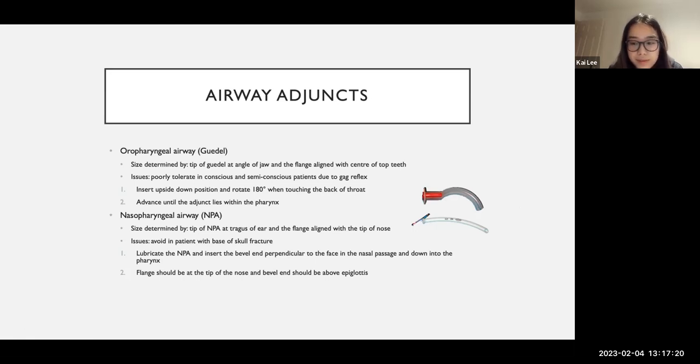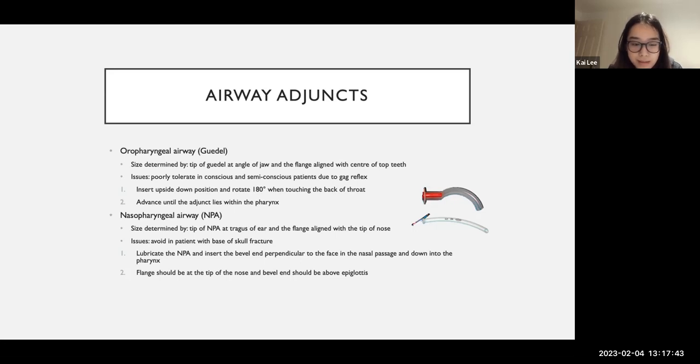The only issue with using the Guedel is that for patients who are still conscious or semi-conscious, it can induce the gag reflex, which would be really poorly tolerated by them. In terms of how to use it, initially you aim to have the tip pointing upwards and insert it into the patient's mouth.